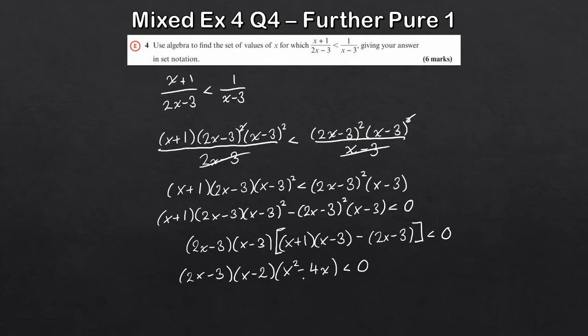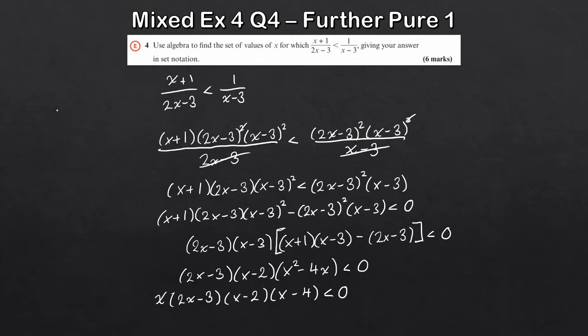Then, just to make life a little bit easier, factorise this final expression, x squared minus 4x. If we factor an x out, we'll have an x at the front, 2x minus 3 times x minus 2 times x minus 4, less than 0. So what we have now is a quartic polynomial. We need to try and sketch it. We don't have to, but it will help find the set of values that we need much easier.